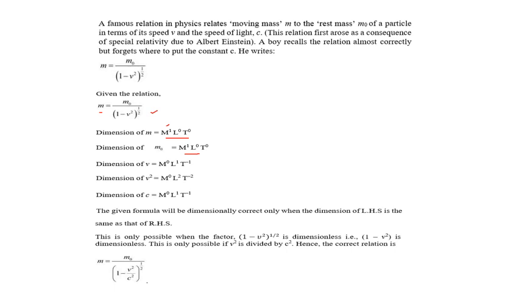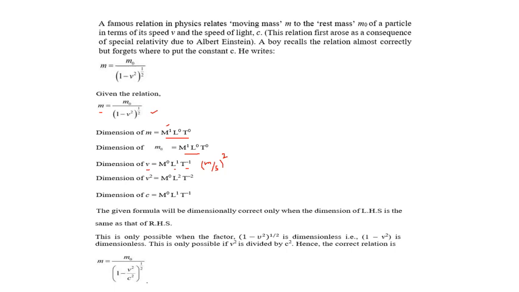Let us see the dimension for v, speed. SI unit is meter per second. Mass is not there, so M to the power 0, and length is there, so L to the power 1, and in the denominator second is there, so T to the power minus 1. This is the dimensional formula for speed. For v squared, the whole squared, meter squared divided by second squared, so M to the power 0, L to the power 2, T to the power minus 2.